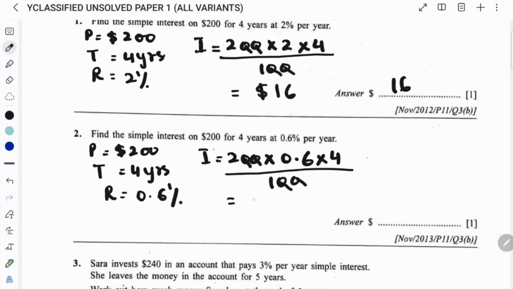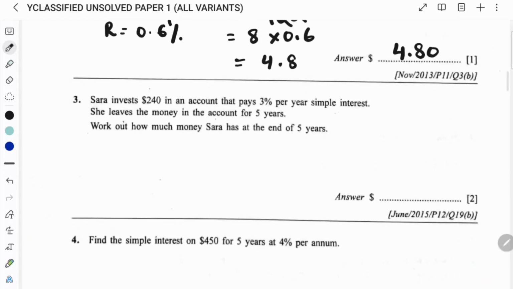2 times 4 is 8, and 8 times 0.6. It's easy to multiply like this. 6 times 8 is 48, and 1 decimal place means 4.8. And in the form of an amount, we write $4.80.